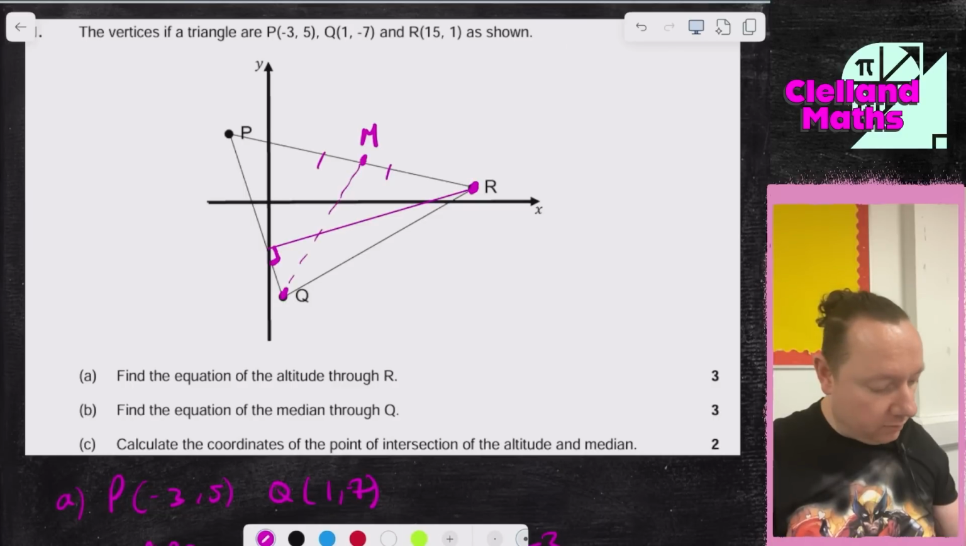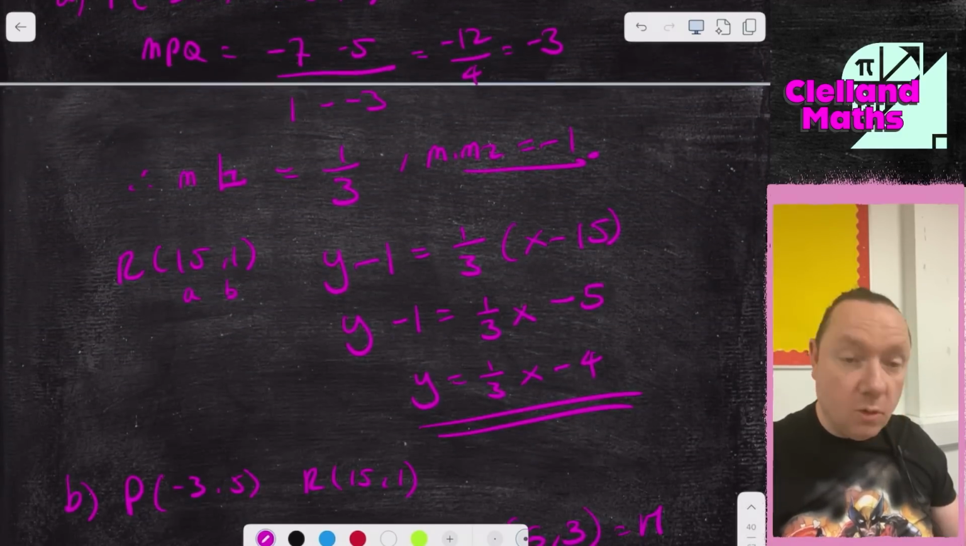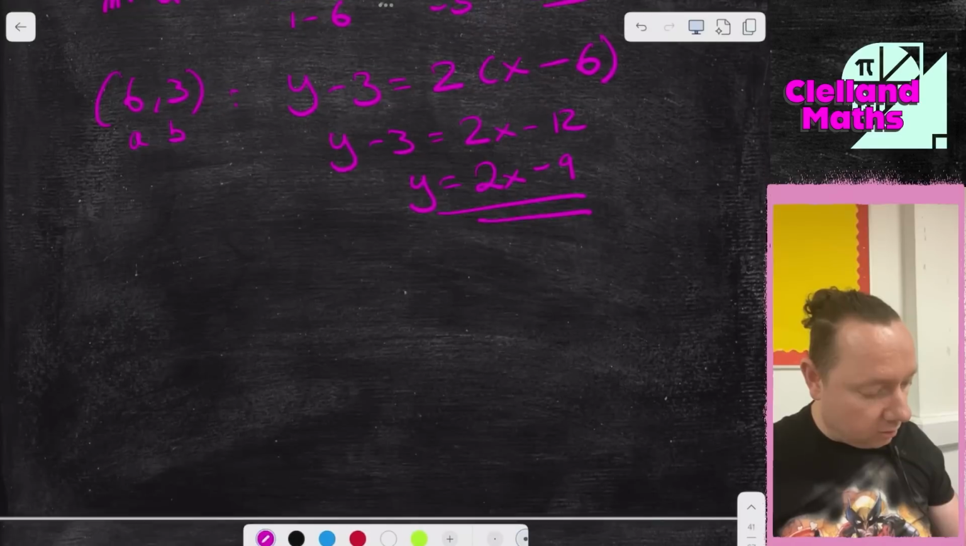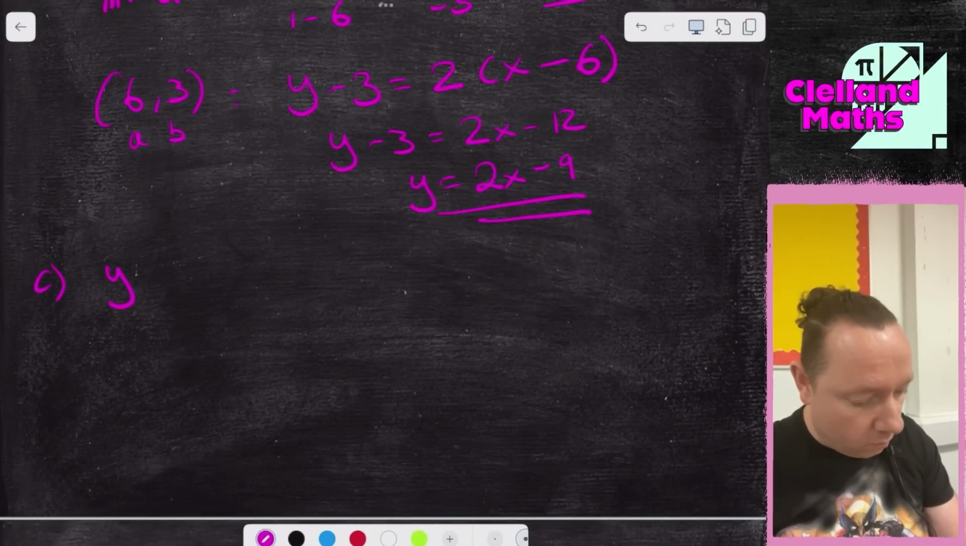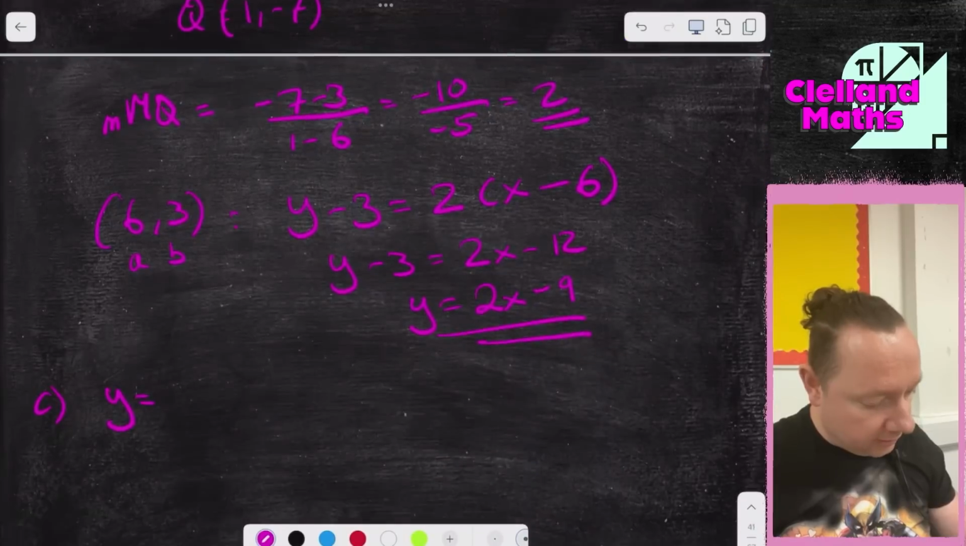Part C, calculate the coordinates of the point of intersection between the altitude and the median. So it's simultaneous equations. Let's write down our two equations for part C. We've got y equals a third x minus 4.